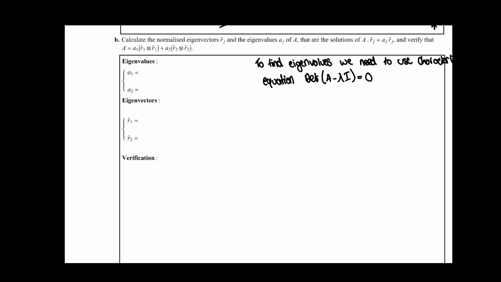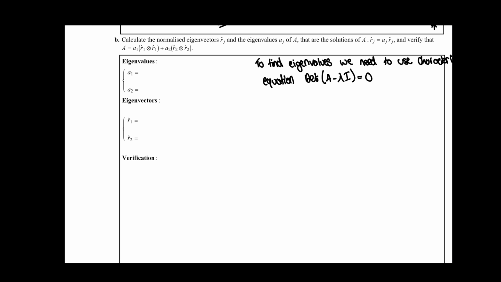Now to find an eigenvector: an eigenvector of a matrix A is a non-zero column vector X which satisfies this equation.